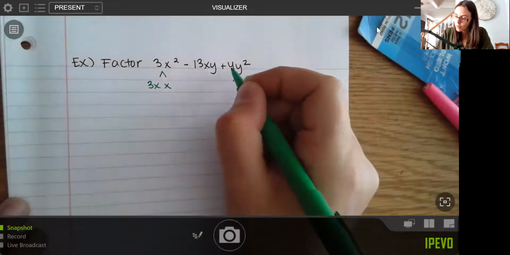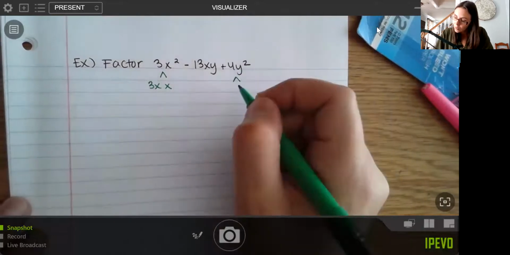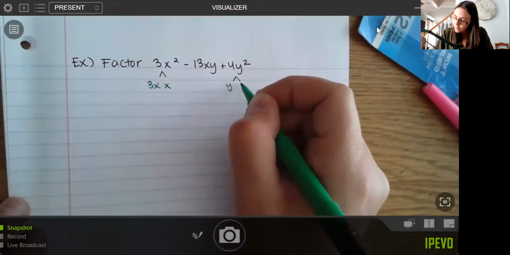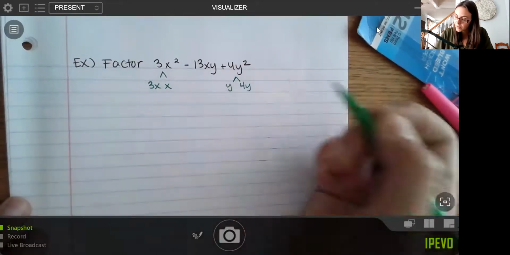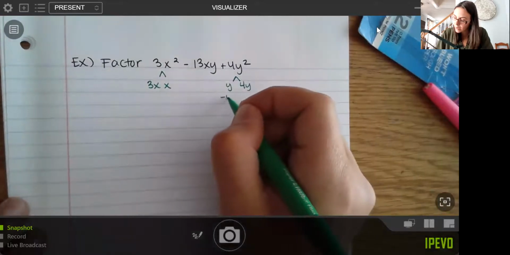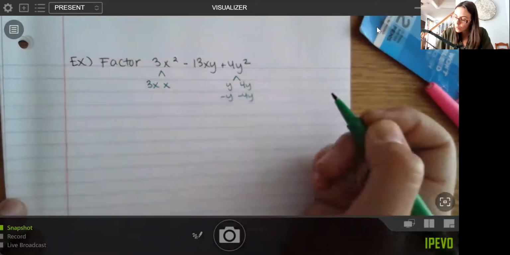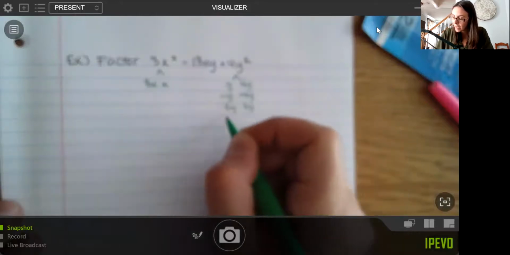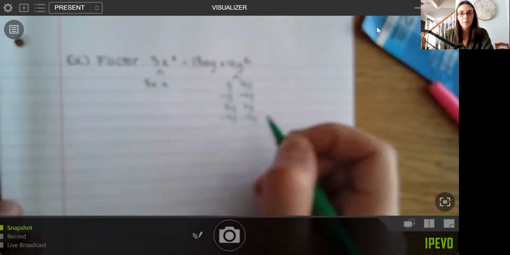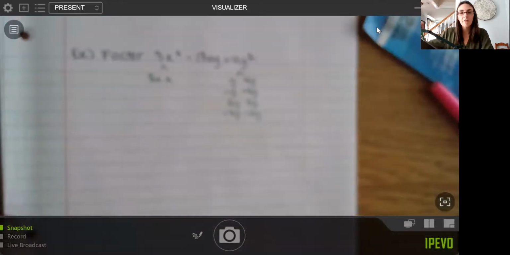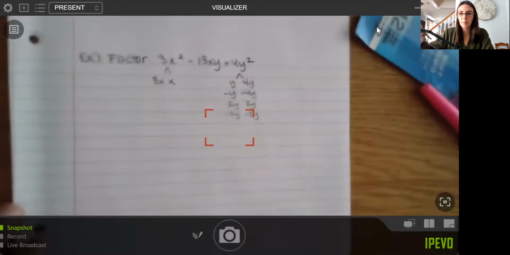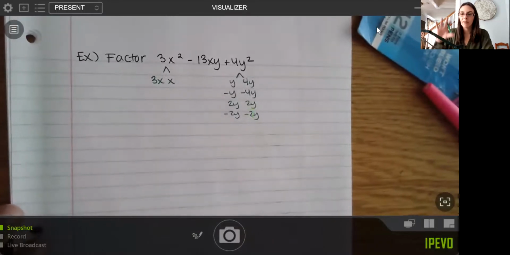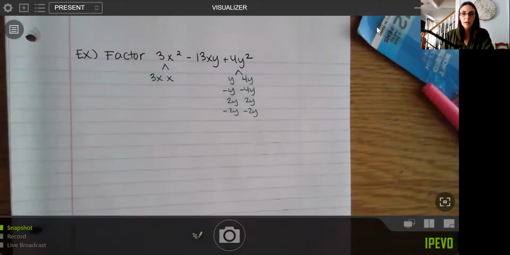And then here it's a 4y squared and it's positive. So it could be y times 4y, right? Because 1 times 4 is 4. Or negative y and negative 4y. Or it could be positive 2y times positive 2y and negative 2y times negative 2y. When we are factoring our variables, we do always factor them equally. So you're never going to have one term has a square and one term doesn't. It's just going to be y. Those split equally here. And then you're just thinking about the numbers.